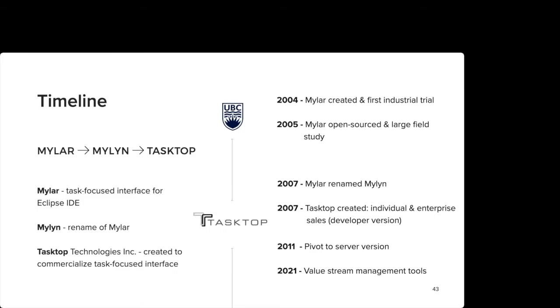In 2004, Mik created Mylar to enable an IDE, in this case Eclipse, to be task-focused. The idea was to build a degree of interest model of what information in an IDE was helpful to each task being worked on based on a developer's actions as part of that task, and then to only show that information in the IDE with a high degree of interest.